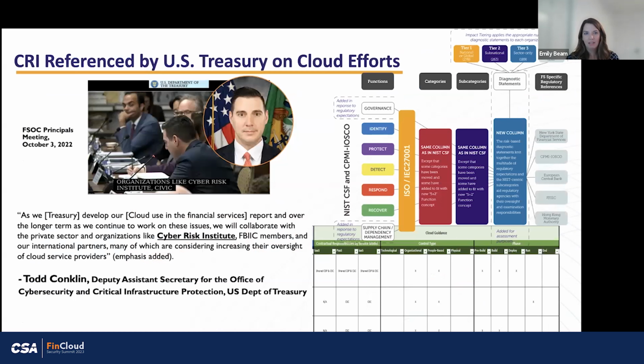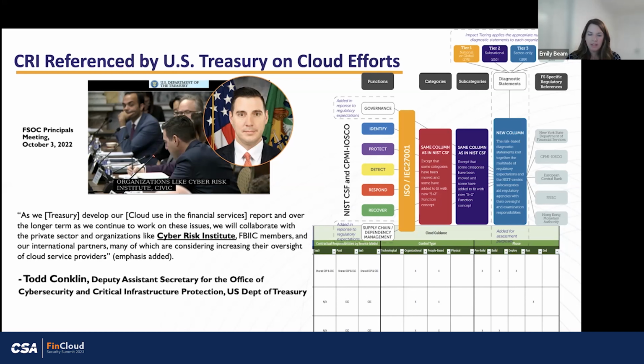Next slide, please. Just wanted to mention here as well, just to re-emphasize the level of importance that regulators and government institutions are placing on cloud. We did learn that the U.S. Department of the Treasury has been working on a report related to the financial sector's use of cloud. And during a Financial Stability Oversight Council Principals meeting in October, a Deputy Assistant Secretary, Todd Conklin, referenced that they'd be looking to the Cyber Risk Institute, really as a result of some of these cloud profile implementation efforts, as a potential starting point for working with oversight of cloud service providers.